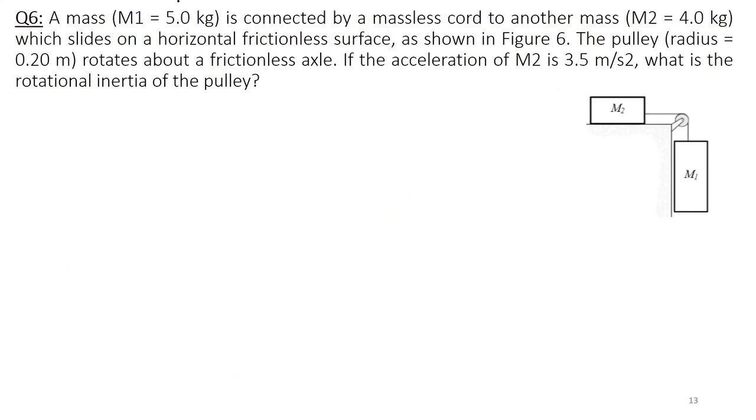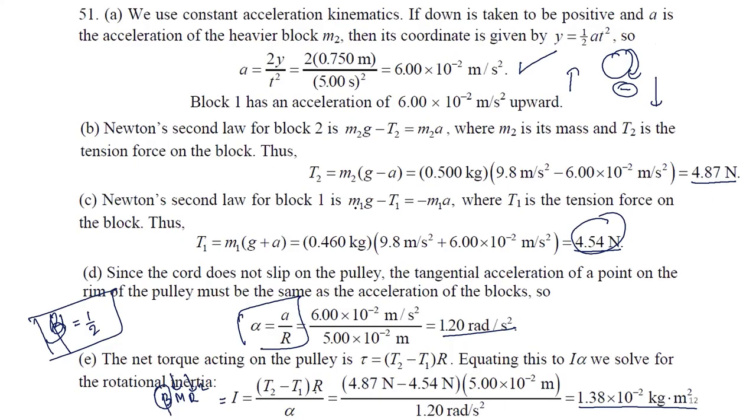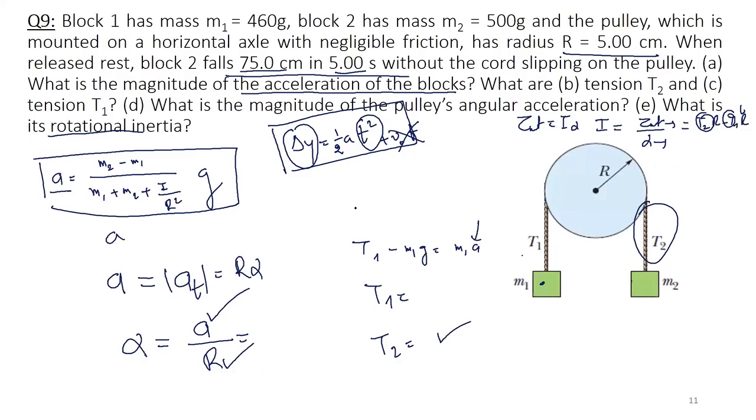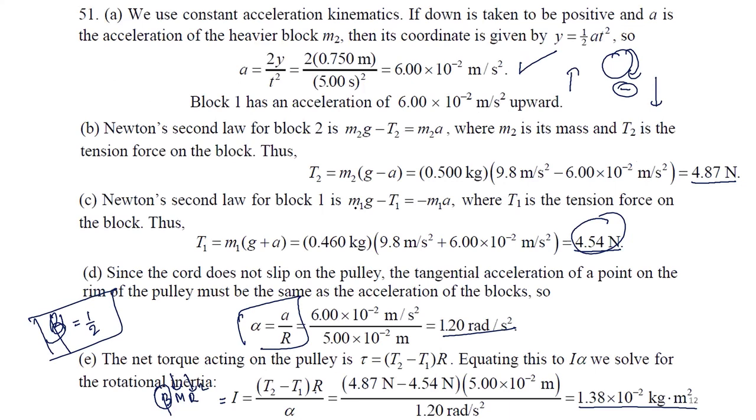Not really. What is not clear? Why put the T greater than T1 and put the alpha is positive? Okay, good.